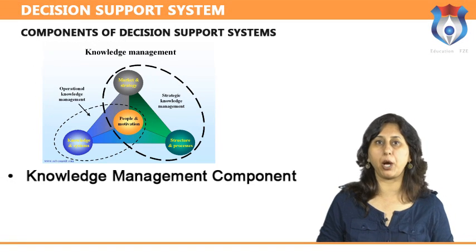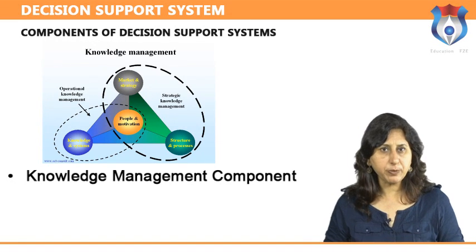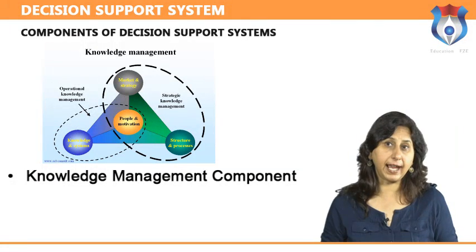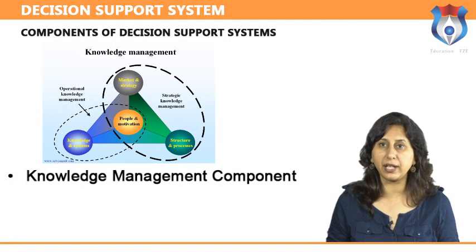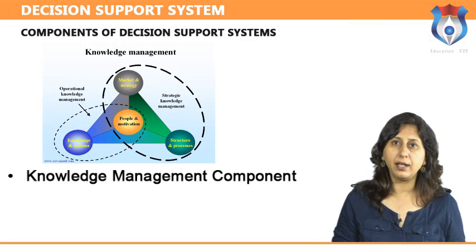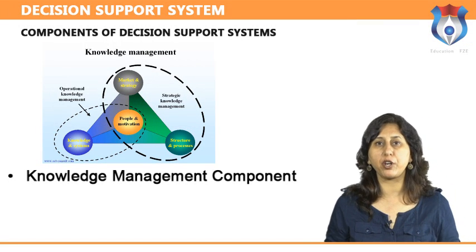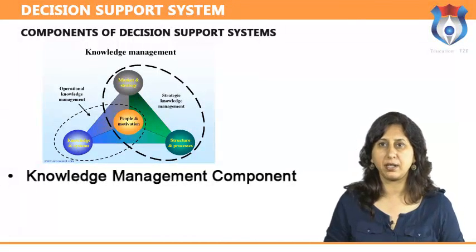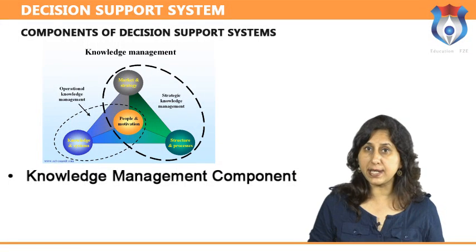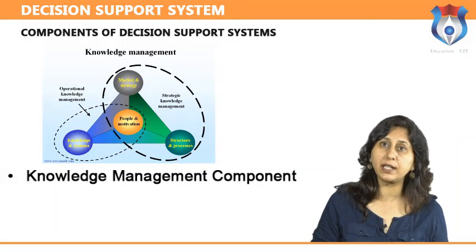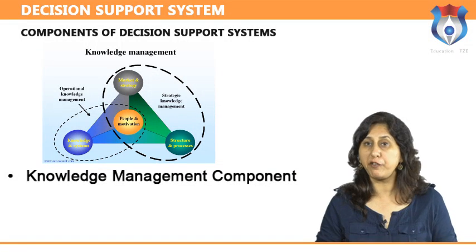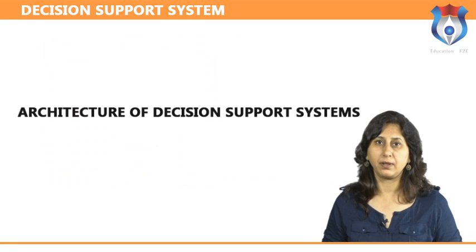Knowledge management component. The knowledge management component, like that in an expert system, provides information about the relationships among data that is too complex for a database to represent. It consists of rules that can constrain possible solutions as well as alternative solutions and methods for evaluating them.